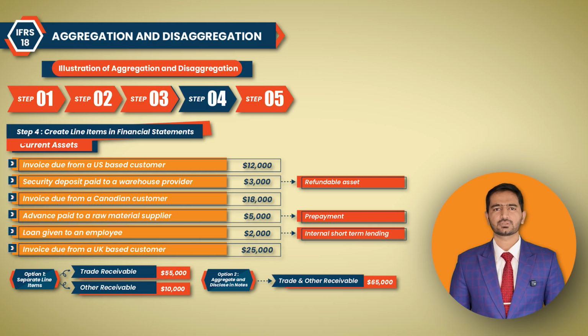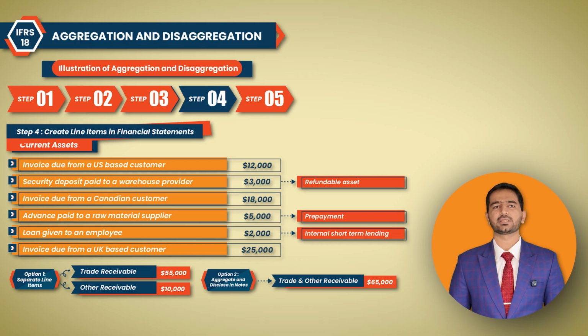IFRS 18 says you must not obscure your material information. So if that $5,000 prepayment is, let's say, 20% or 30% of your current assets, show it separately. But if the $2,000 employee loan is insignificant, keep it in the notes. Now let's say you went with the trade and other receivables line item. Then in your notes, you should clearly disclose the breakdown. It would be appropriate to present its disaggregation in the notes.